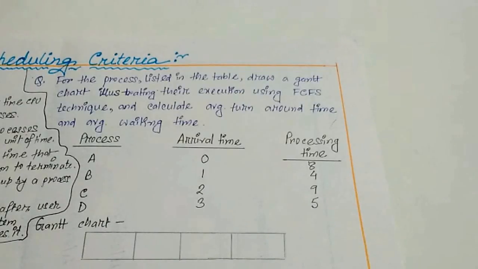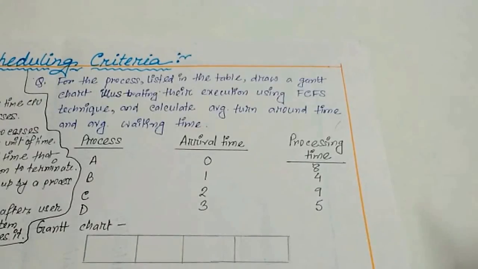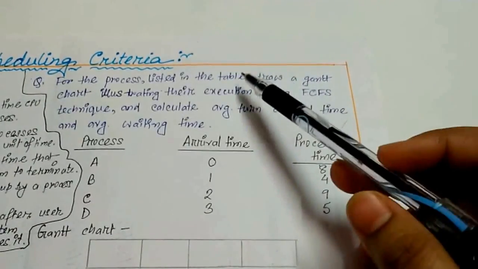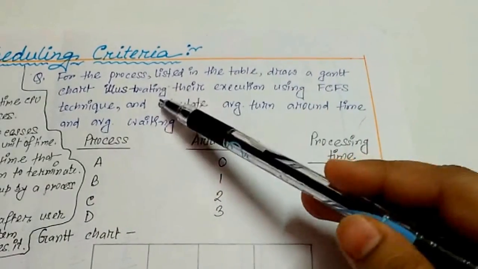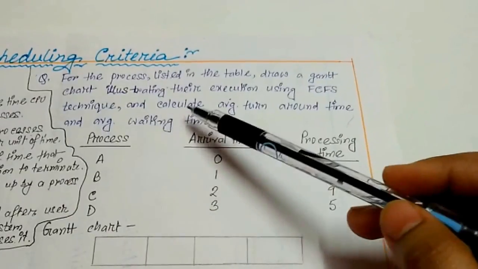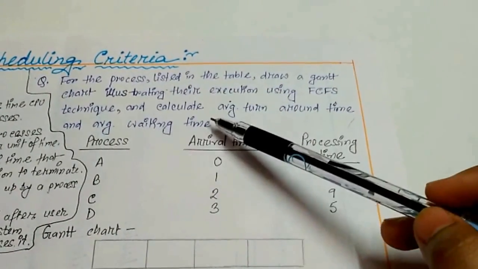First come first serve is a non-preemptive scheduling algorithm. Therefore, once a process gets the CPU, it retains control of the CPU until it blocks or terminates. Let's take an example of it. For the processes listed in the table, draw a Gantt chart illustrating their execution using the first come first serve technique and calculate the average turnaround time and average waiting time.